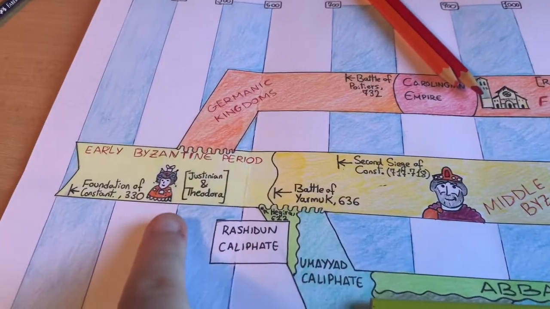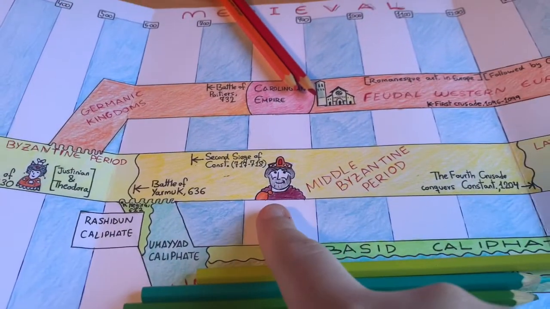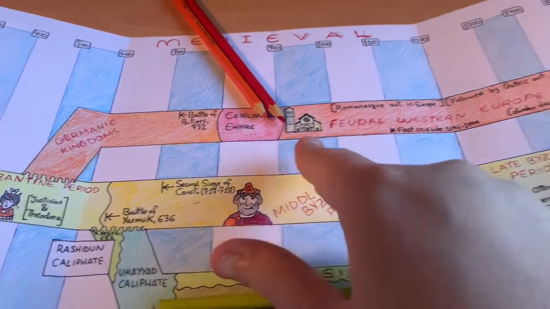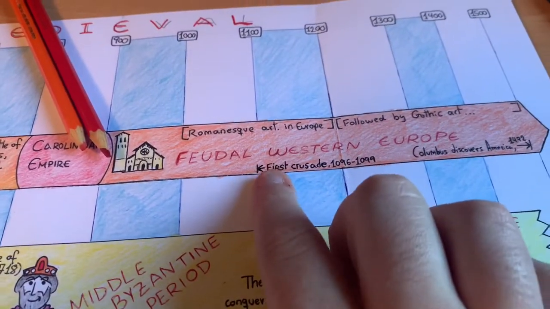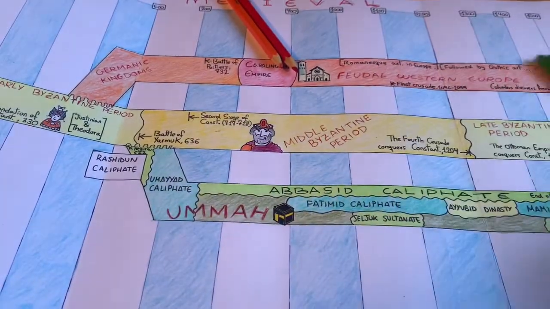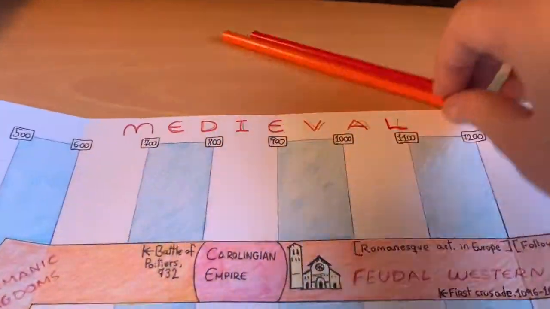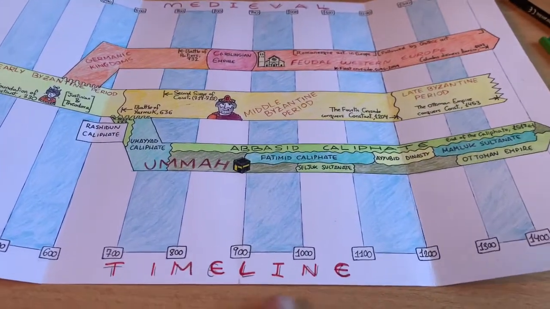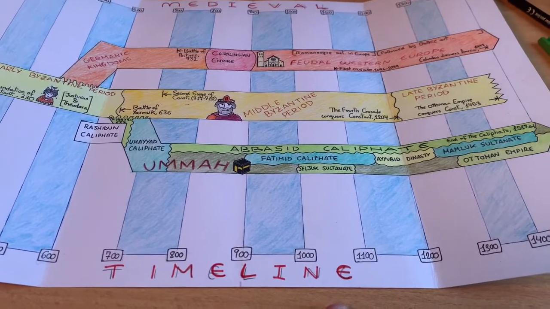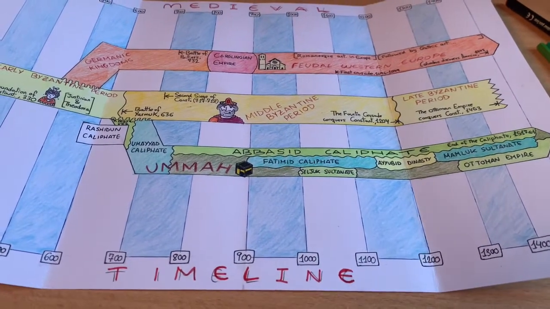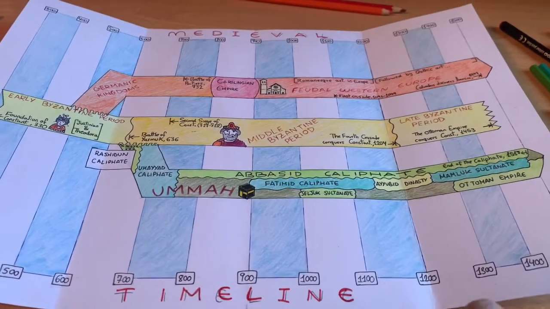And here you can see the decorations: little Theodora here, the Byzantine emperor, the Romanesque church. I added, for example, the date of the First Crusade. And I added the Kaaba, you can see it here. And I also added just "medieval timeline." I first did it in pencil. Now I did it with a marker, un rotulador, and I will erase the pencil afterwards.